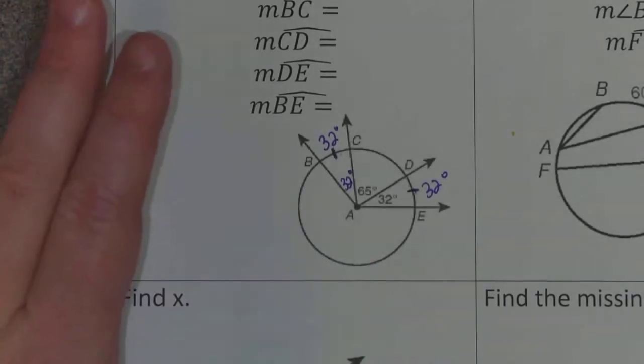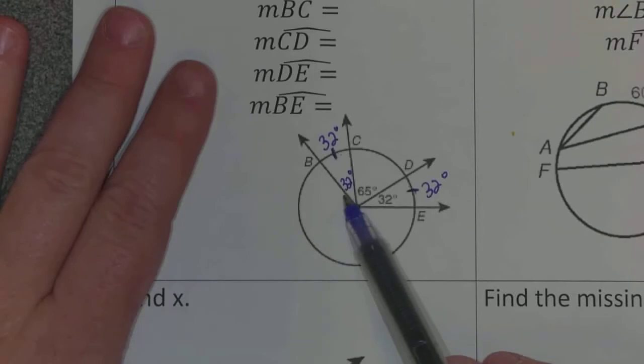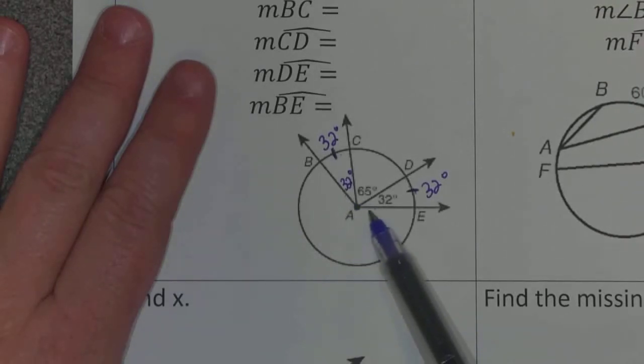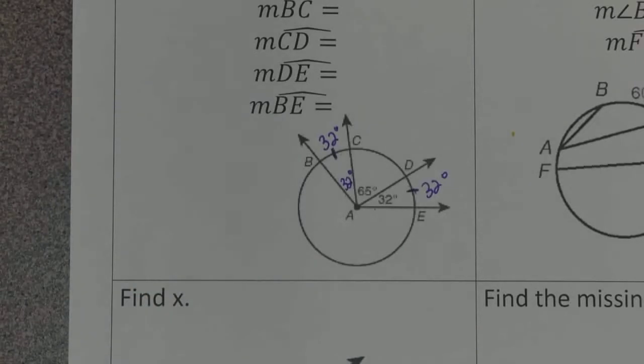Okay? Now, tell me this. Could you find this angle over here for me in case I need it? I can because 360 degrees is the total circle. So find that angle for me.